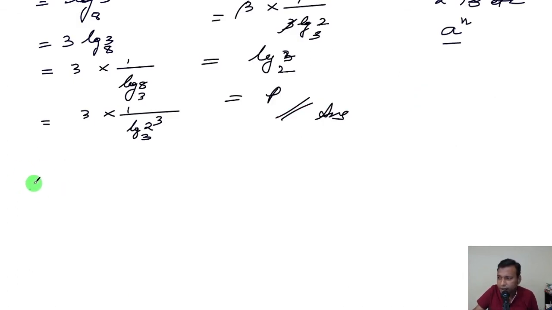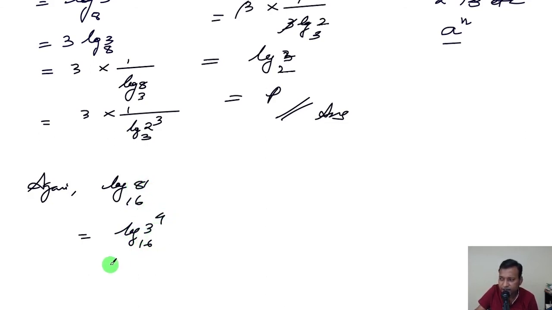Next, again, we have to find the value of log 81 to the base 16. Same process we will do. 81 can be expressed as 3 power 4. 81 can be written as 3 power 4 to the base 16. This gives 4 log 3 to the base 16.